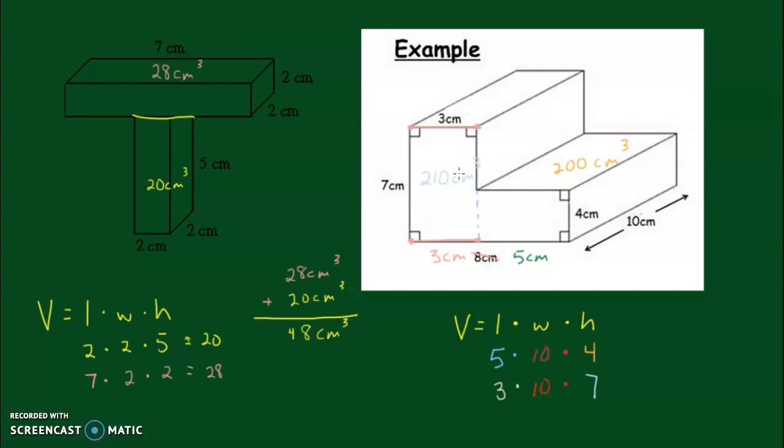Then to find the volume of the total amount, we're going to add those together. So we're going to take our 210 centimeters cubed, and we're going to add to that 200 centimeters cubed. And for our answer, the label doesn't change because we're adding them together. We're just putting them together. So that's centimeters cubed. Then 0 plus 0 is 0. 1 plus 0 is 1. 2 plus 2 is 4. So we have 410 centimeters cubed.